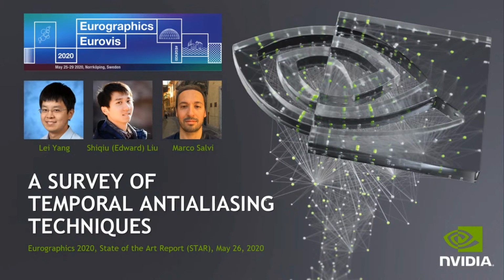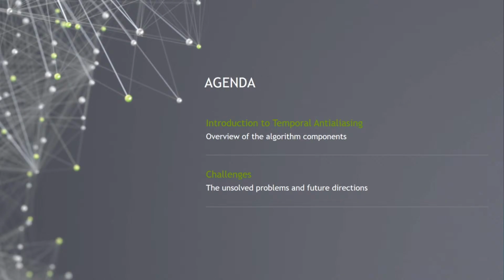Before getting started, I want to thank co-authors Edward Liu and Marco Salvi, who are my fellow research scientists at NVIDIA. The full text of this paper is available online if you search for the title. There are two parts in this tutorial. The first part is a quick summary of what temporal antialiasing is, how it works, and what the main components are. The second part is about existing problems, technical challenges, and future venues for improvements with temporal antialiasing. Those are also the two main themes of this survey paper.